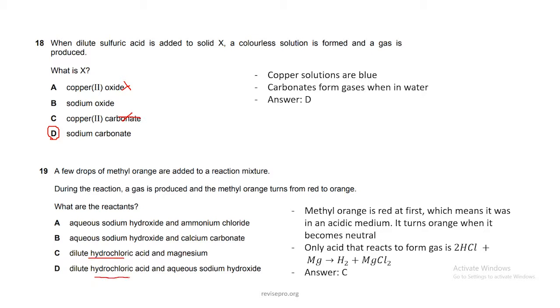It becomes orange from red, and when it's orange, you know it's neutral. With this process, it also says a gas is produced. And the only time a gas is produced within these two reactions is when it reacts with magnesium, where rapid hydrogen formation occurs to form hydrogen and MgCl2. MgCl2 is a neutral salt, so you know that the resulting mixture will be neutral, therefore the orange color. So you know your answer is going to be C.